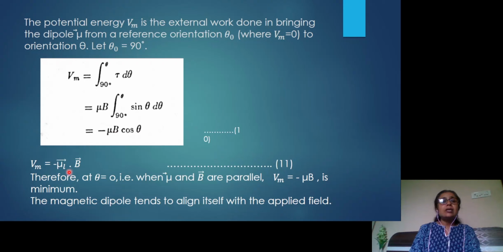We are using here the suffix L for the magnetic moment because it is the orbital magnetic moment, and for orbital motion we are using the suffix L.